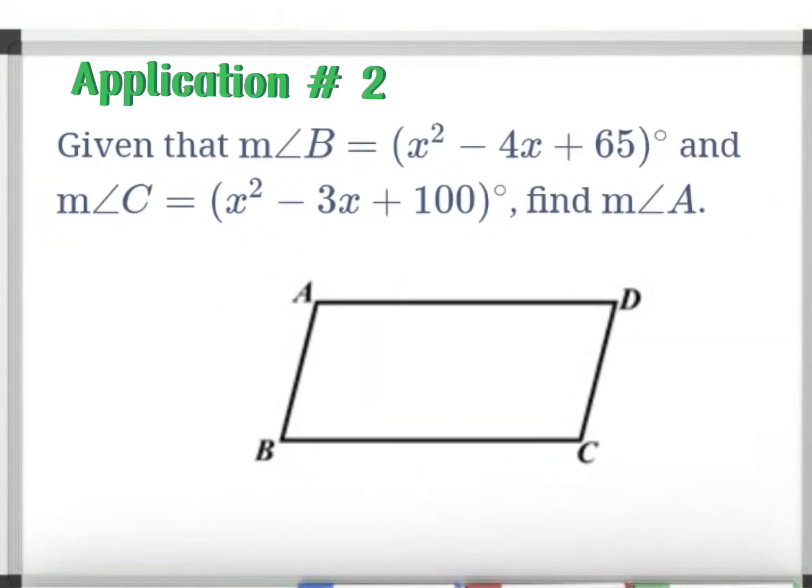Given that ABCD is a parallelogram, and the measure of angle B equals x squared minus 4x plus 65, and the measure of angle C equals x squared minus 3x plus 100. What is the measure of angle A?